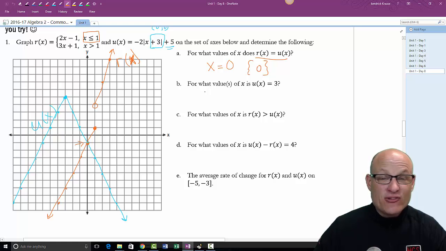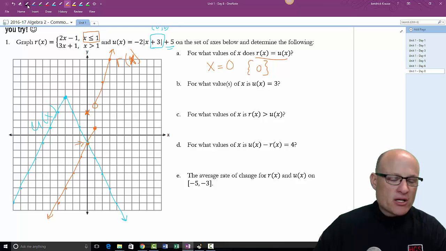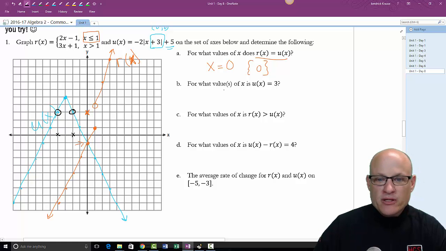Now, u of x is the blue one, and we want to know when it equals 3. That's when the y value is 3. Here's where y equals 3. So I'm going to come over to my graph, and it equals 3 here, and it equals 3 here. What are my two x values? That would be negative 1 and negative 3.